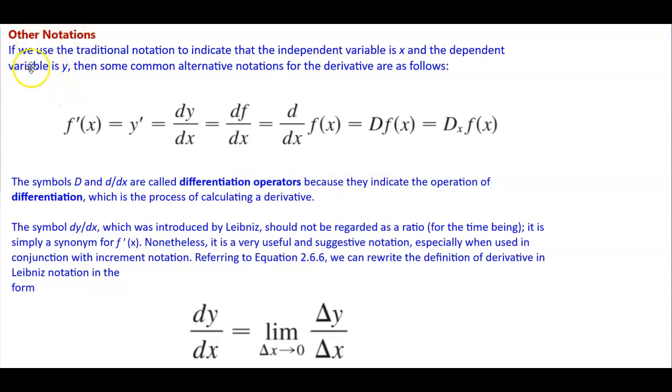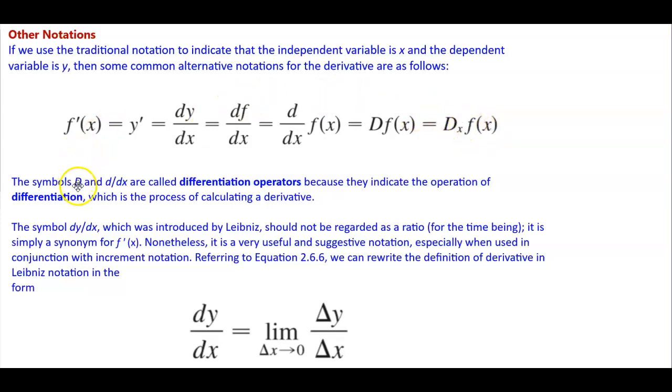Other notations. If we use the traditional notation to indicate that the independent variable is x and the dependent variable is y, then some common alternative notations for the derivative are as follows. f prime of x is also equal to y prime, which can equal dy over dx. That's the derivative of y with respect to x, which is equal to df over dx, which is also equal to d over dx times f of x, which is equal to d with respect to x of f of x.